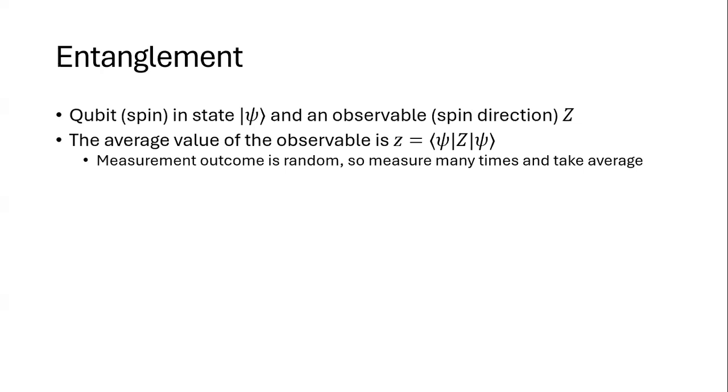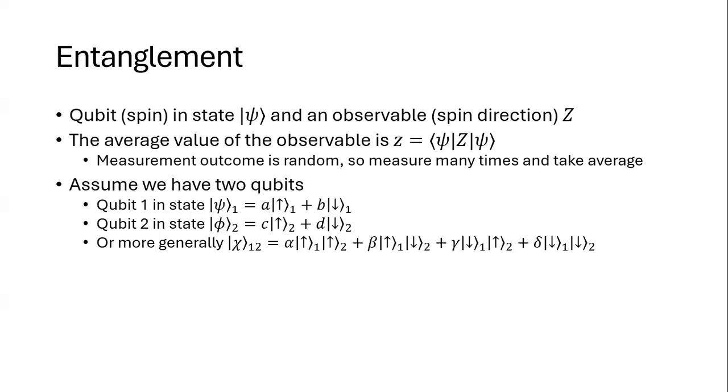So quantum mechanics will tell us how to compute the average experimental value for these types of observables, right? It's just by taking the bracket of the Pauli operator with the state of our spin. And generally speaking, each measurement outcome is random. So this number will tell us what the average value is, not what the individual experimental outcome would be. Right. So with that said, let's think about two qubits. That's the easiest way to think about entanglement.